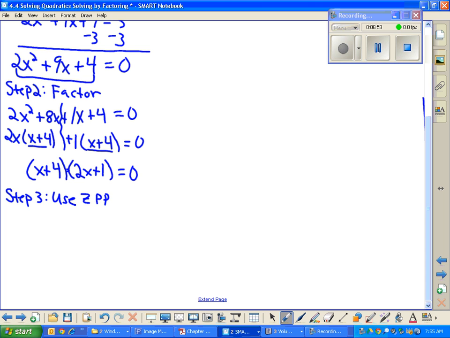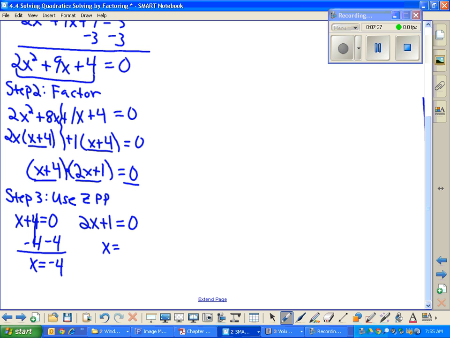Do you see how you have 2 things multiplied together and they equal 0? That means one of those 2 things, or both, should be 0. So we set all factors in the problem equal to 0. And I should say all factors that have an x in them. We'll talk about that in a little bit. So I'm subtracting 4 from both sides. One of my answers is -4. And then if I subtract 1 from both sides and divide both sides by 2, -1/2 is my other answer.